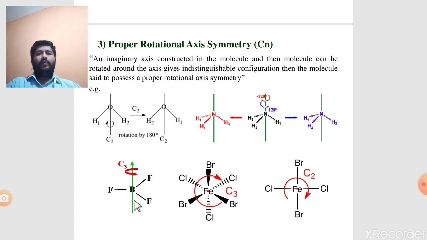Similar to ammonia, there is the BF3 molecule, central boron surrounded by three fluorines. The boron has sp2 hybridization and the geometry is trigonal planar. An imaginary axis is constructed through this central boron, and when this molecule is rotated around its axis, it gives three indistinguishable structures, meaning it shows C3 symmetry. The next example is a complex of iron, which also shows C3 symmetry. The second complex of this iron shows C2 symmetry.